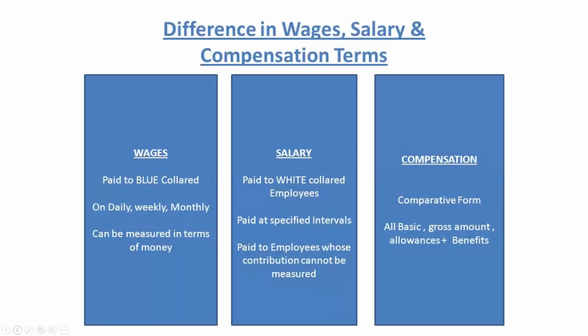Let's move on to understand what is wages, salary, and compensation. Administration of employee compensation is called wage and salary administration. Wages are paid to blue collared employees daily, weekly, or monthly, and can be measured in terms of money. Whereas salary is paid to white collared employees at specified intervals, to employees whose contribution cannot be measured. And compensation is a comparative form, including basic, gross amount, allowances, and benefits.